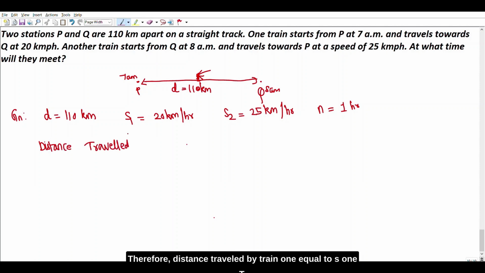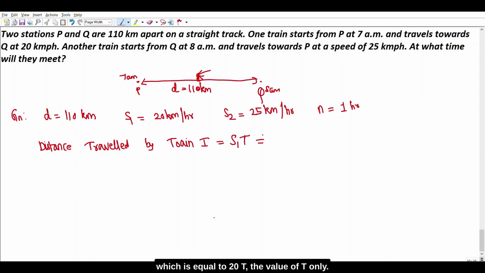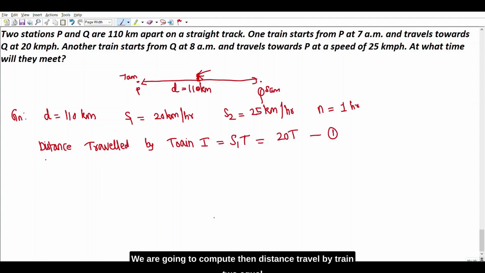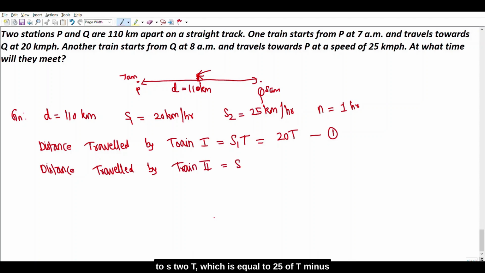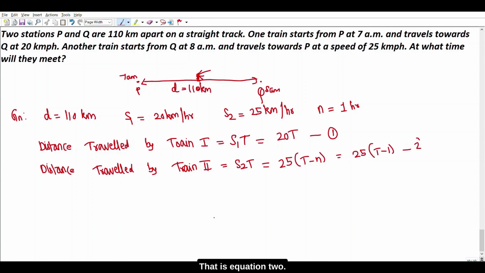Therefore, distance traveled by train 1 is equal to S1t, which is equal to 20t. The value of t only we are going to compute. Then distance traveled by train 2 is equal to S2 into (t minus n), which is equal to 25 of (t minus 1), that is equation 2.